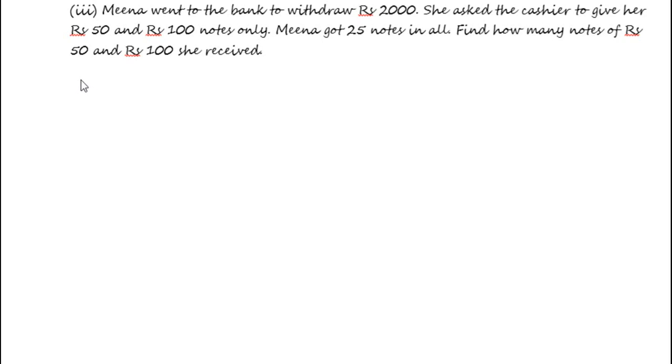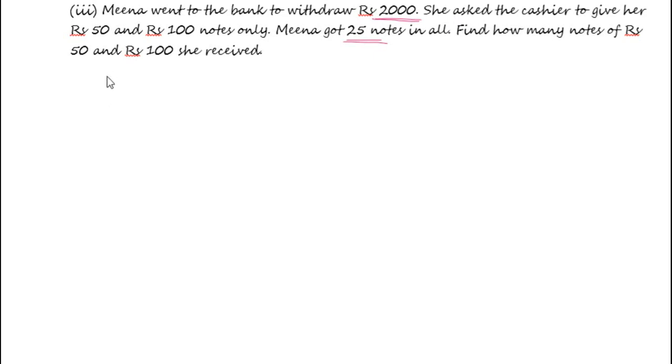Next problem, the last problem of this module. Meena went to the bank to withdraw rupees 2000. She asked the cashier to give her rupees 50 and rupees 100 notes only. Meena got 25 notes in all. Find how many notes of rupees 50 and rupees 100 she received. So she received totally 25 notes and the sum of rupees total 2000 rupees.